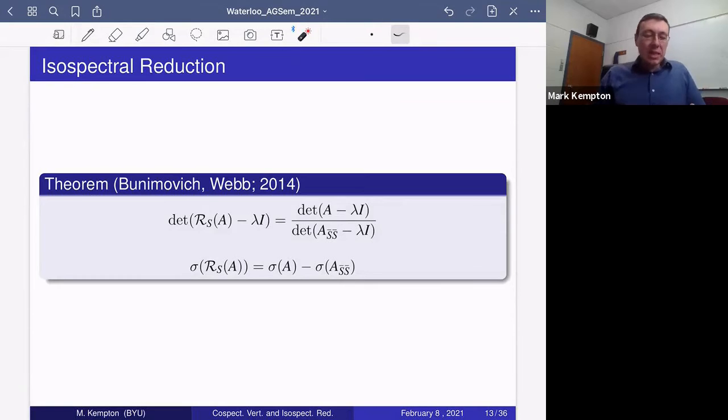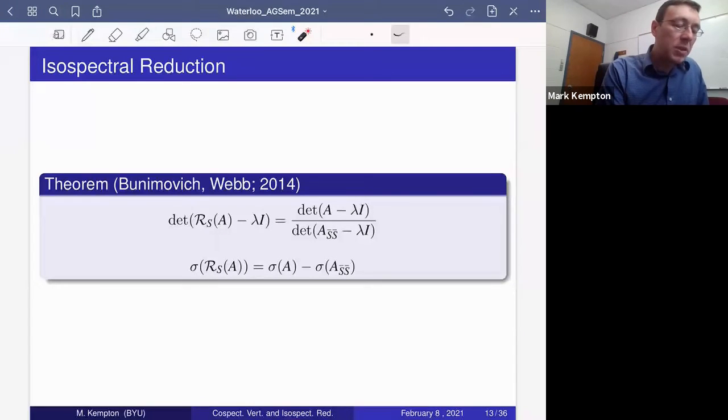One thing that makes these significant is that, in a sense, the spectrum of your matrix is preserved by this isospectral reduction. So if I look at the determinant of the isospectral reduction minus lambda times the identity, where lambda here is the same variable lambda that I used in the definition of the isospectral reduction.